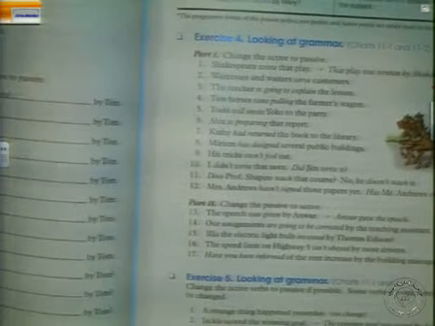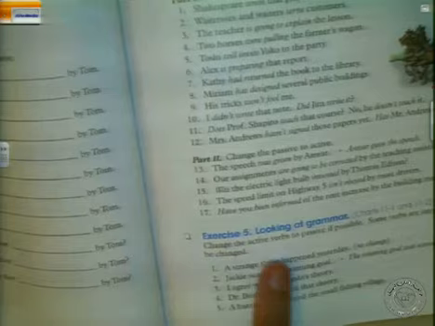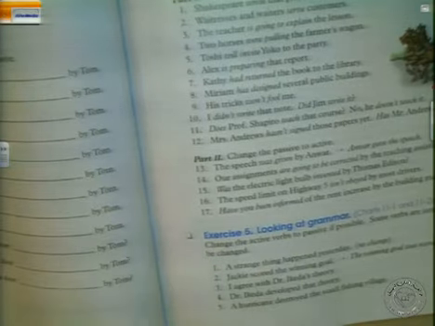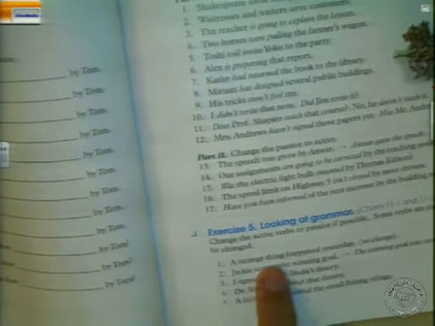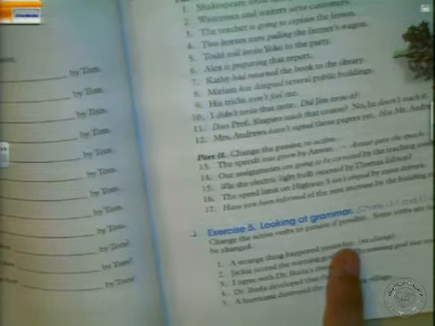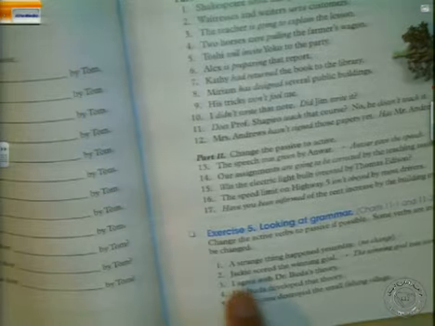Now let's go down the page. Yes, here, exercise 5, page 213. You will see an exercise. A strange thing happened yesterday. No change. This is in the passive voice. Number 1 here. A strange thing happened yesterday. And then we have, Jackie scored the winning goal. The winning goal was scored by Jackie.